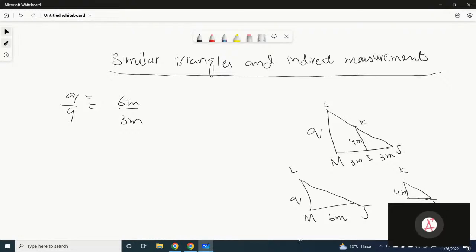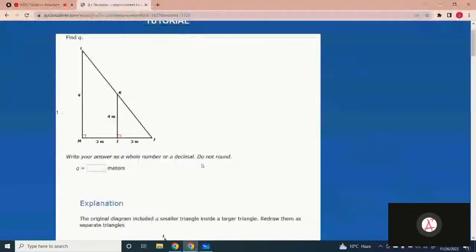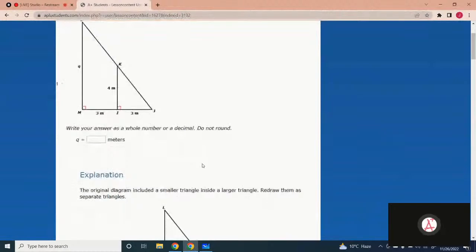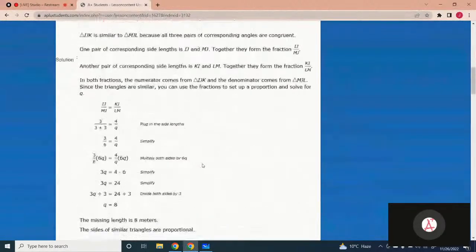So let's just solve this equation for Q. Q equals 6 times 4 divided by 3. 6 times 4 is 24, and 24 divided by 3 equals 3 times what number is 24? 3 times 8 is 24. It would be 8 meters. Got it? So that means the length of the Q is 8 meters. Got it?